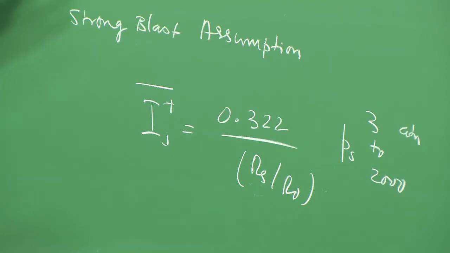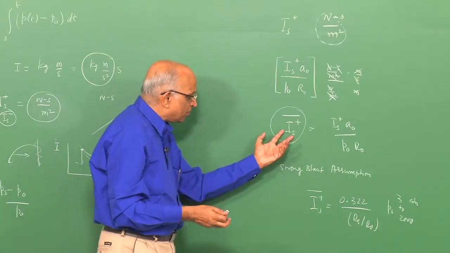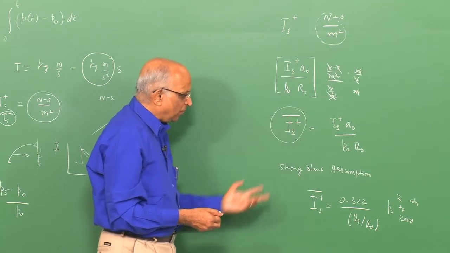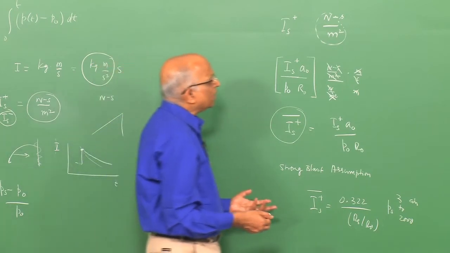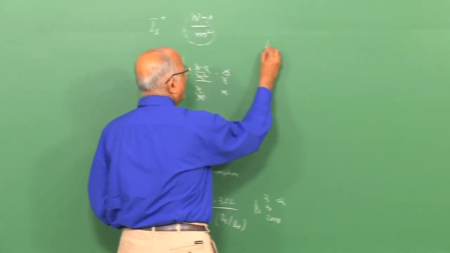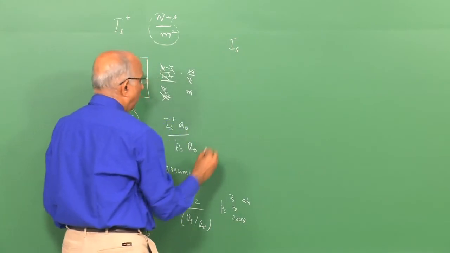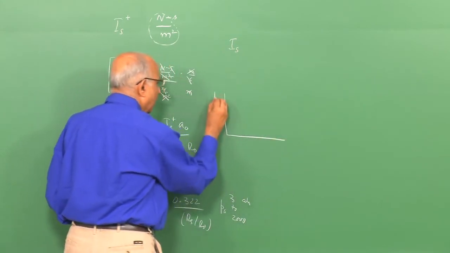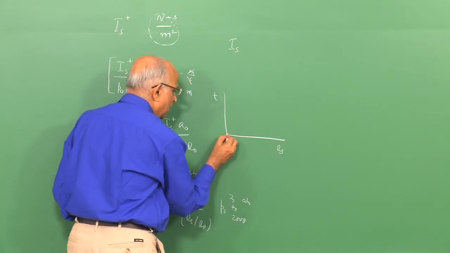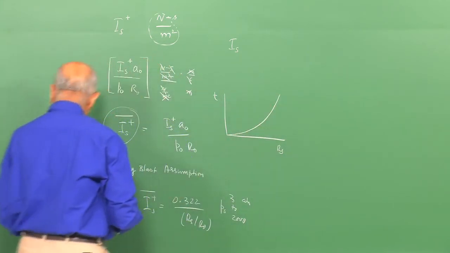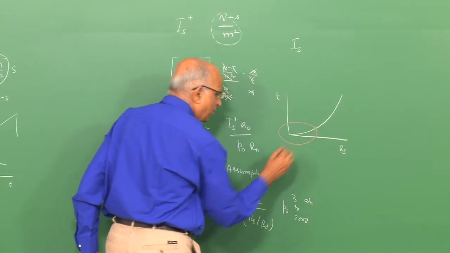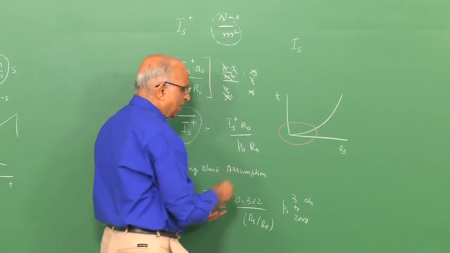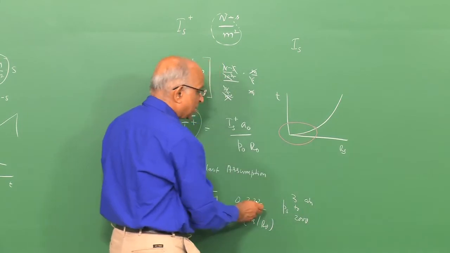There are a lot of correlations available in literature for different types of explosions, for how the non-dimensional specific impulse will behave. This is for a strong blast assumption. That means, in the strong blast assumption, I am in the near field, wherein Rs by R naught is less than around 0.4 to 0.5, or let us say less than around 0.35, for which this expression is valid.